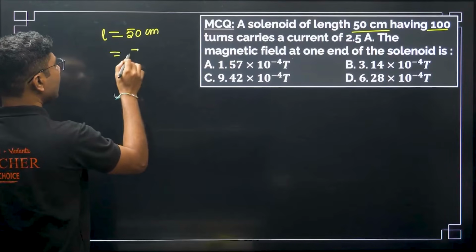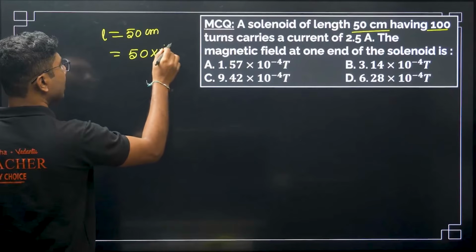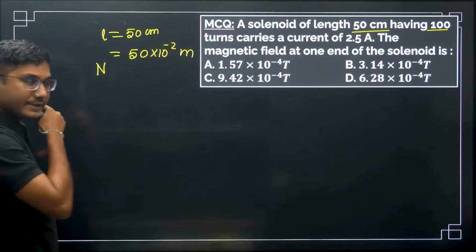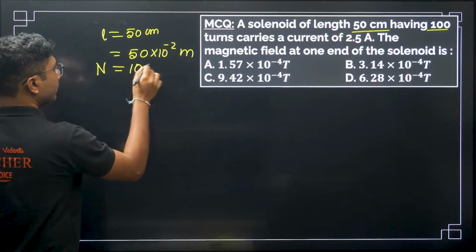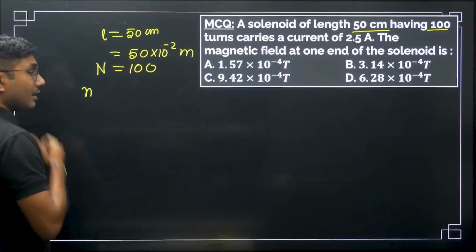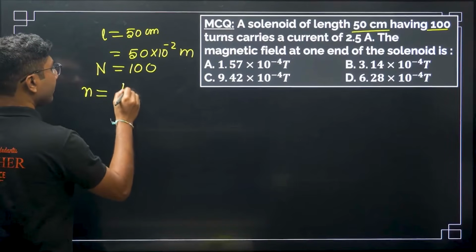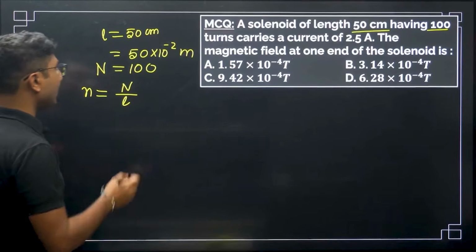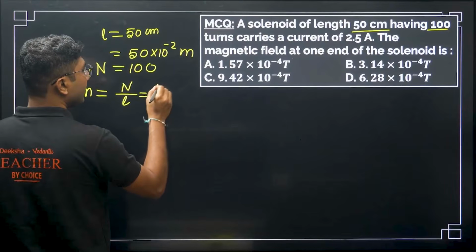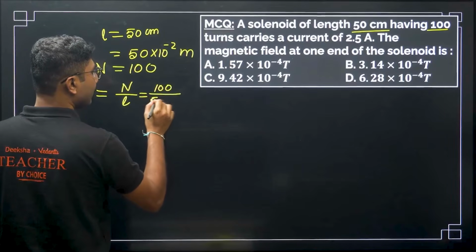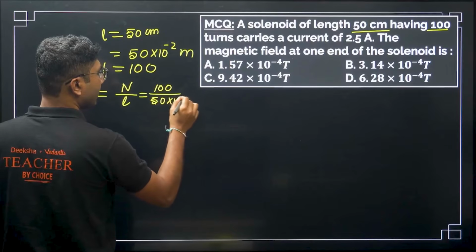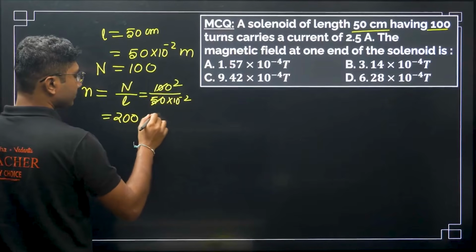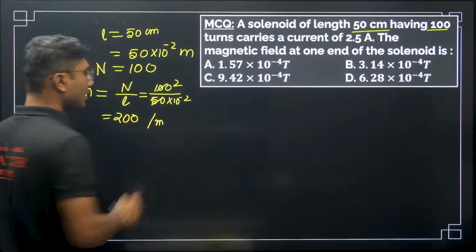50 centimeter means 50 into 10 to the power of minus 2 meter, right? Now total number of turns we generally represent using capital N. So this is 100. So what is the number of turns per unit length? Number of turns per unit length is total number of turns divided by the length of the wire, and it will always be in SI unit. So 100 divided by 50 into 10 to the power of minus 2. So you will get 2, so it will be 200 turns per meter.